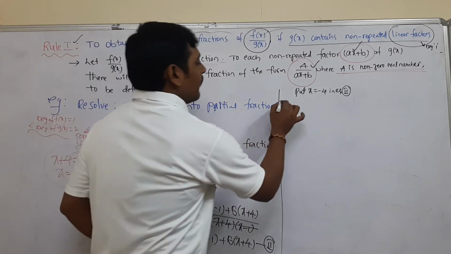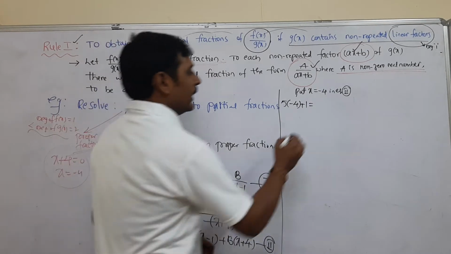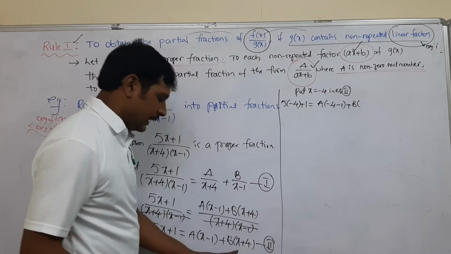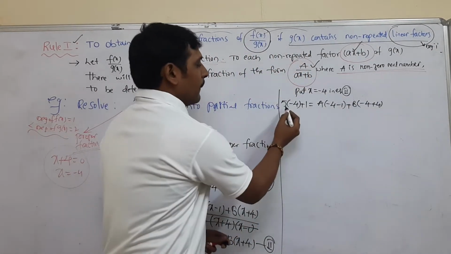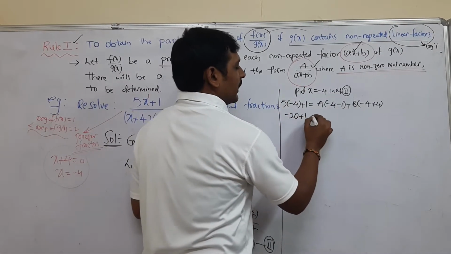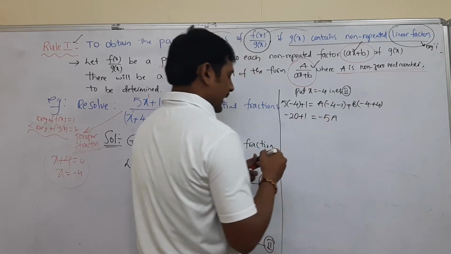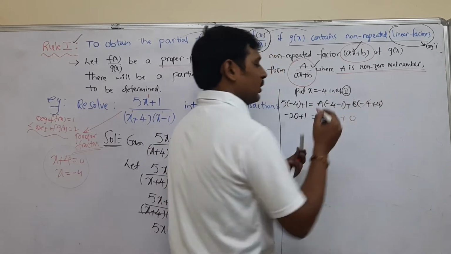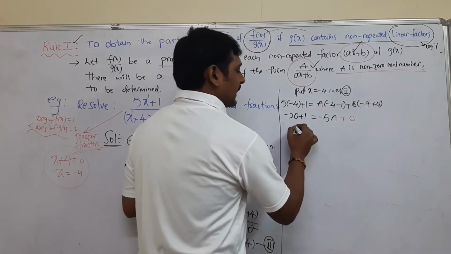So what happens? 5 into minus 4 plus 1 is equal to a into minus 4 minus 1, plus b into minus 4 plus 4. So 5 into minus 4 is minus 20. Minus 20 plus 1 is equal to minus 4 minus 1, which is minus 5a, and here minus 4 plus 4 gets cancelled, nothing but 0. Right? So what is left finally?